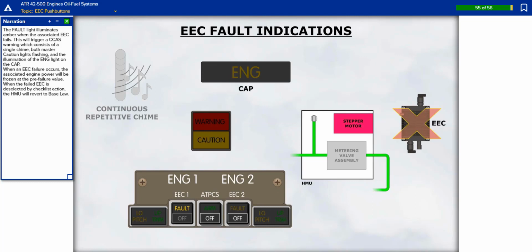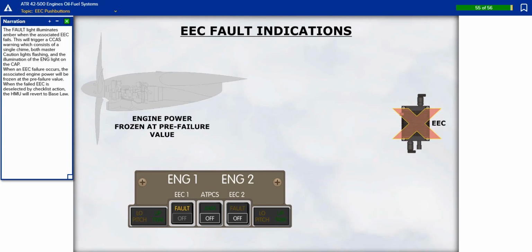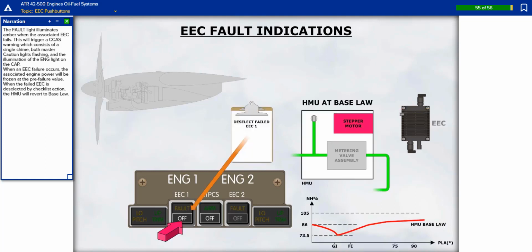The fault light illuminates amber when the associated EEC fails. This will trigger a CCAS warning which consists of a single chime, both master caution lights flashing, and the illumination of the engine light on the crew alerting panel. When an EEC failure occurs, the associated engine power will be frozen at the pre-failure value. When the failed EEC is deselected by checklist action, the HMU will revert to base law.